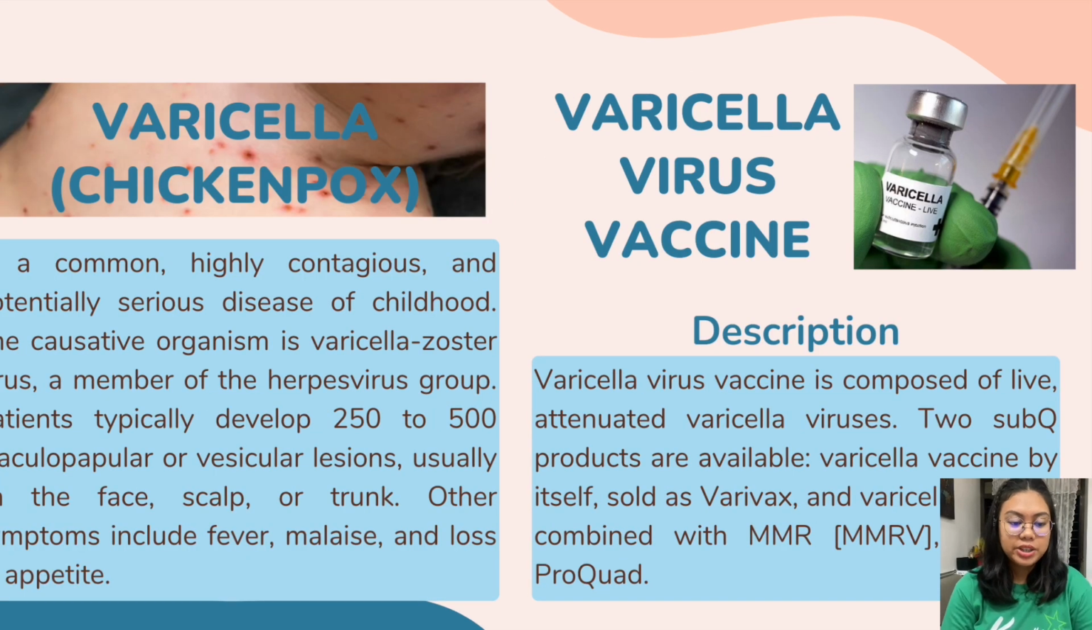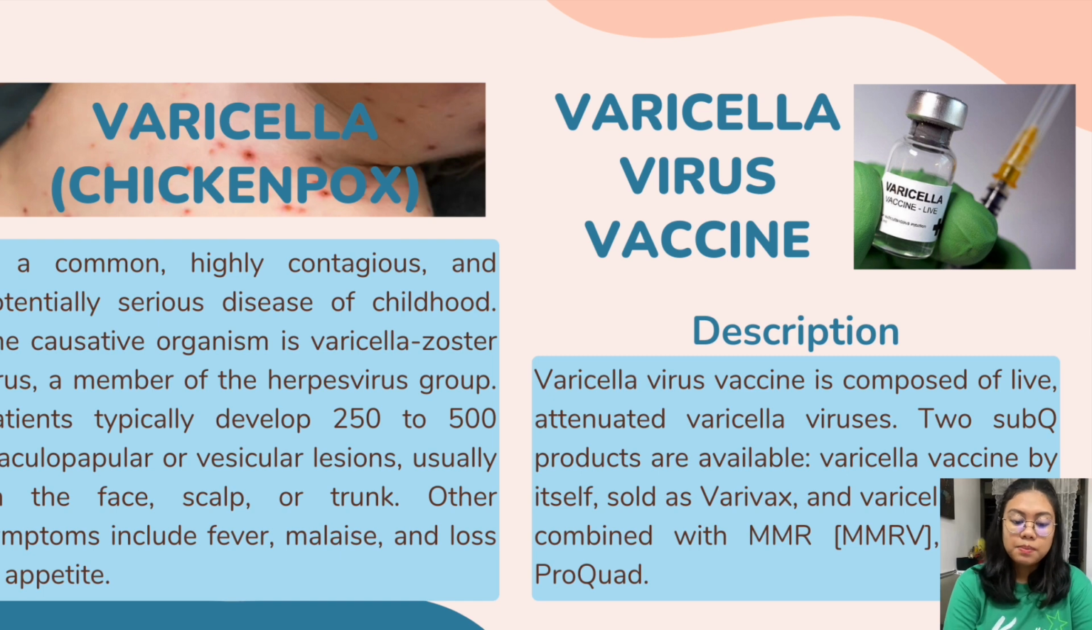Next, we have varicella, or chickenpox. It is a common, highly contagious, and potentially serious disease of childhood. The causative organism is Varicella zoster virus, a member of the herpes virus group. Its vaccine is Varicella virus vaccine. It is composed of live, attenuated Varicella viruses.